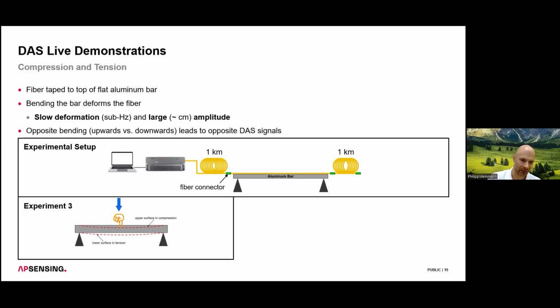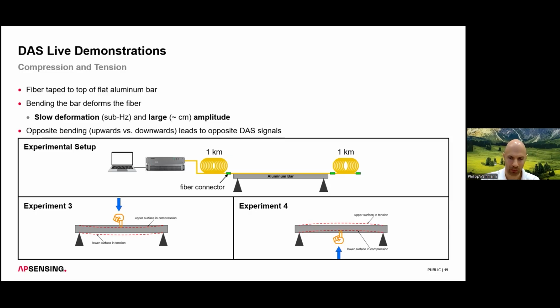So if I press the aluminum bar downwards with my finger, what will happen is that the top surface of the bar will be compressed, so the fiber will be compressed as well. If I push up the aluminum bar, then the top surface of the aluminum bar will now be under tension. So that means our fiber will be elongated. And these two things I want to show you with the next experiment. So I'm going to share my other screen again.